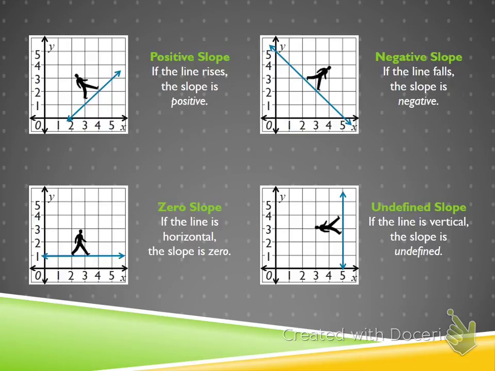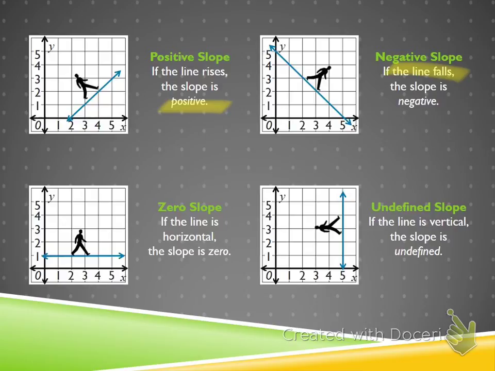I got my little guy walking on the line, and if he's walking upwards from left to right, we read these left to right. If my slope is rising, it is positive. You could write this down in your notes. Positive slope, the line rises. Negative slope, the line what? Falls. From left to right, it's going down.